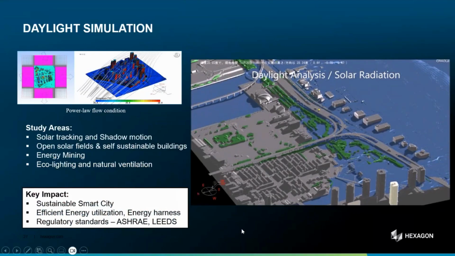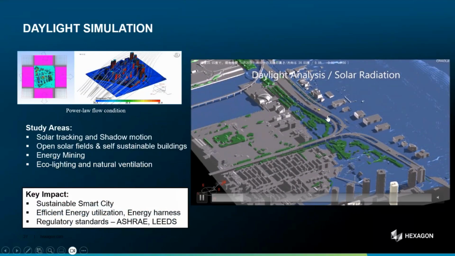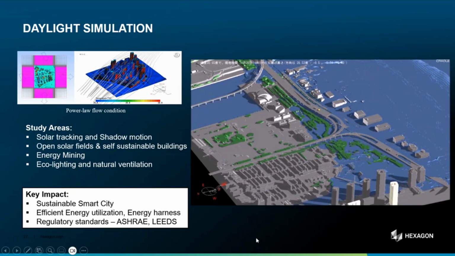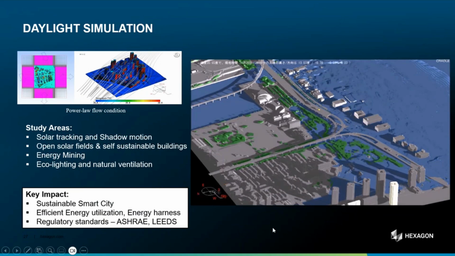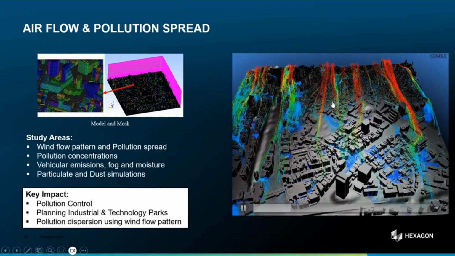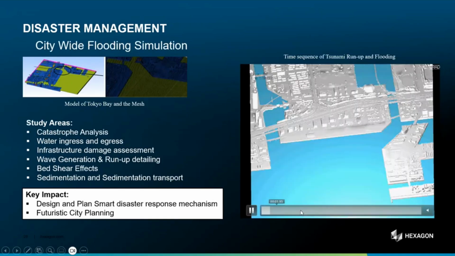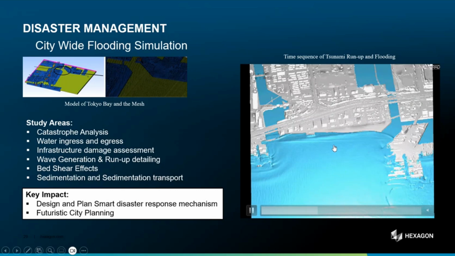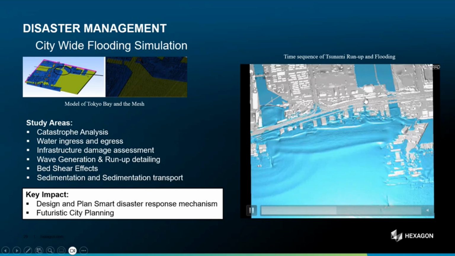A few features that we are able to address here: daylight simulation. We can deal with solar radiation, so we can deal as well with daylight simulation. We can deal with pollution on a district level, as you can see here. We can deal with tsunami hazard. So the solution is Japanese. So unfortunately for them, they are more exposed to this kind of hazard here.